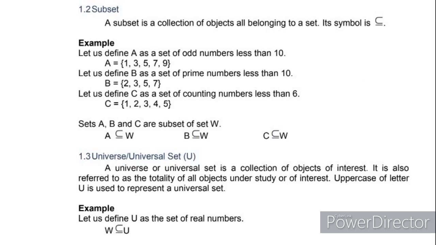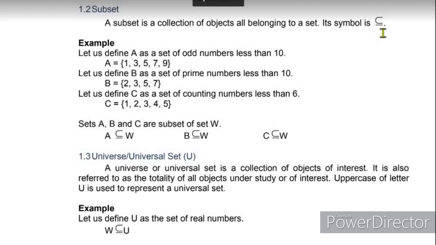1.2 Subset. A subset is a collection of objects all belonging to a set. Its symbol is like this. It's like a letter C with an underline.